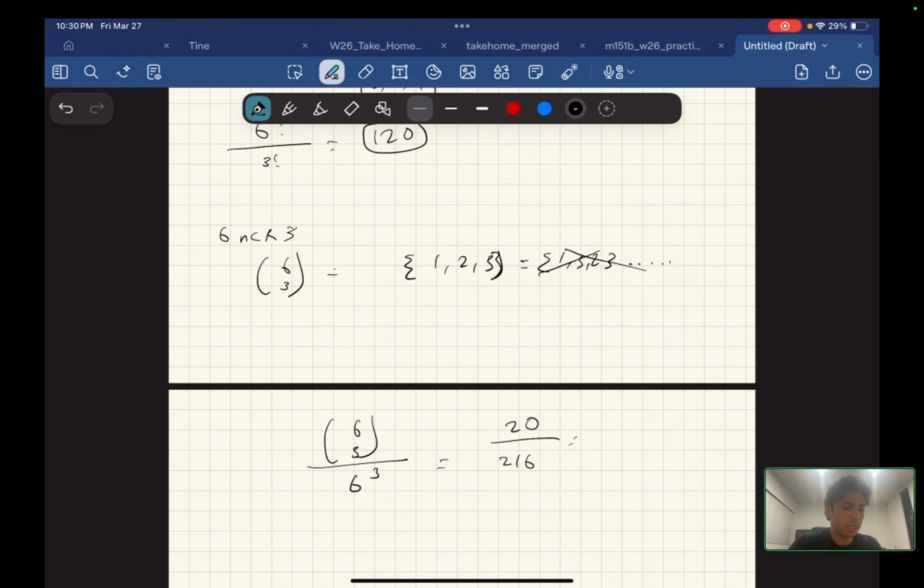And just by the way, 20 means there's 20 ways to choose any 3 numbers from 6. Whenever we pick 3 numbers, we can make sure that we choose the increasing ones, if you want to imagine it like that. So 20 ways to choose only increasing sequences, or 20 ways to choose any 3 numbers. Same thing here, over 216, and that's going to be 5 over 54, and that's the answer.